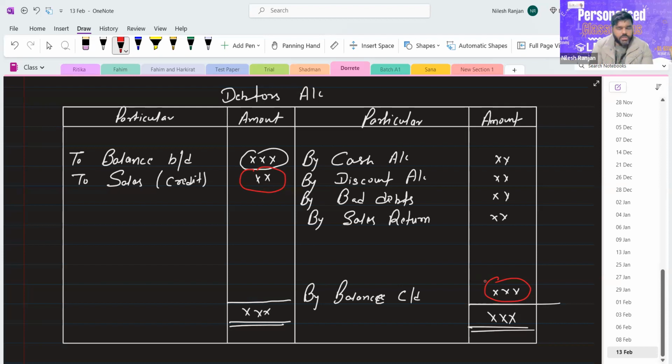Okay. So how will they ask the question? I will share the question, then you'll understand. Please copy this. I'm sharing the question until then.